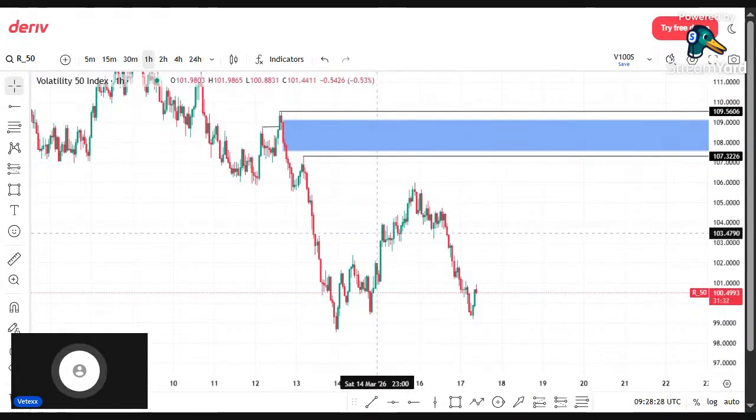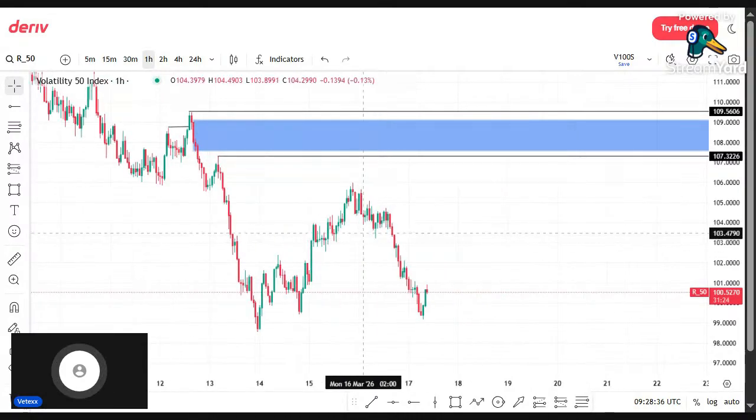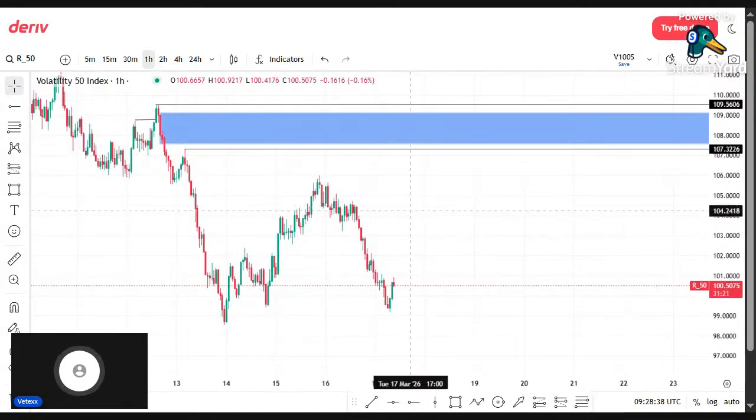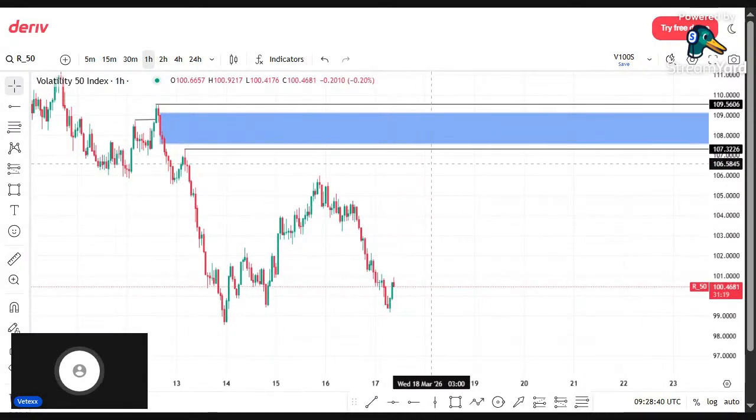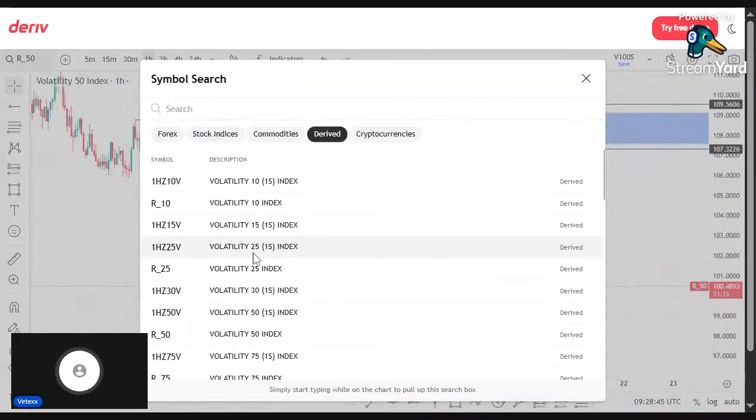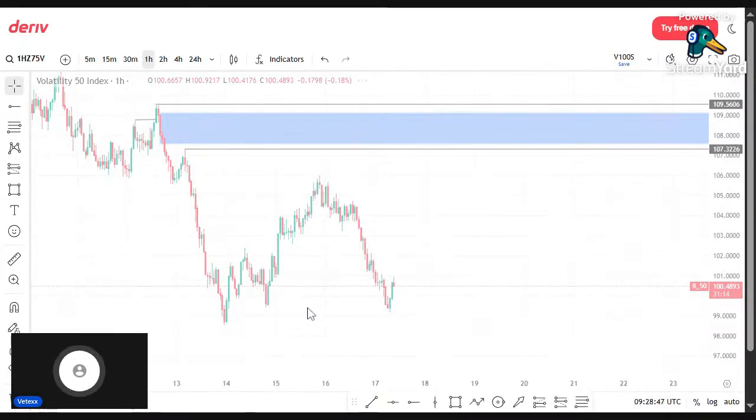So remember, we have a sell. We are looking out for a sell on V30s, V51s, and this V50 index. So I'm anticipating a sell from this zone. So when the price comes here, I'll be sitting on my hands. So the next pair I'll be checking out is the V75 one index.